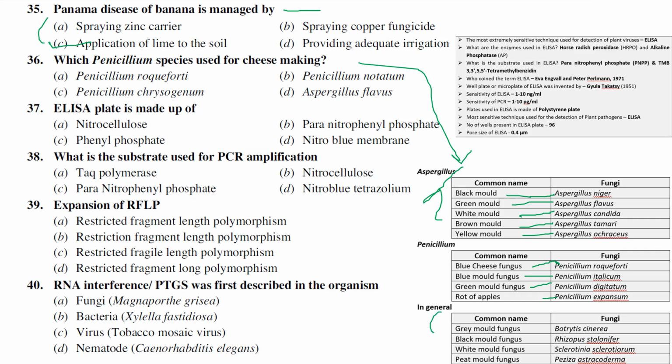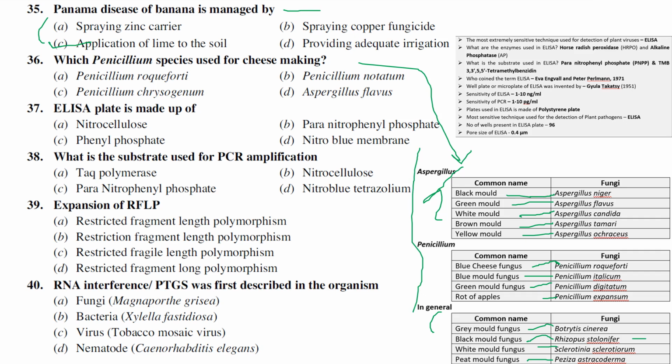In general, gray mold fungus means Botrytis cinerea. Black mold fungus means Rhizopus stolonifer. If they mention the black mold fungus of Aspergillus, then we can go for Aspergillus niger. If they have not mentioned anything, generally the black mold fungus means Rhizopus stolonifer. White mold fungus is Sclerotinia sclerotiorum. Last one is peat mold fungus, Ostracoderma. These are all the various kinds of molds or fungi.